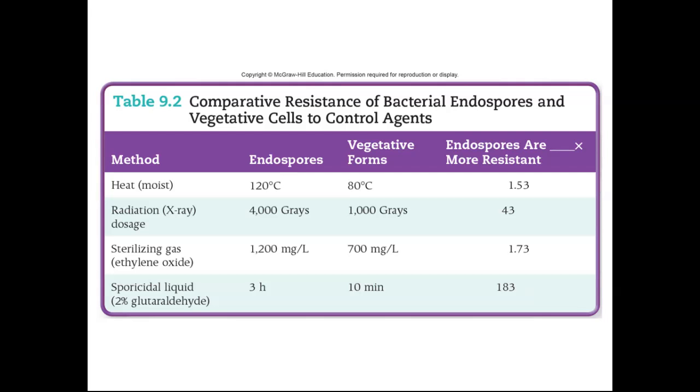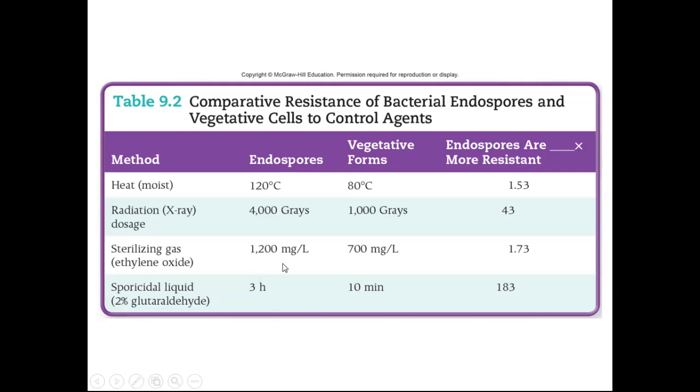So let's look at this table from your text that just compares how tough it is to kill different things, depending on the method that you use. If we're using a moist heat, so think of an autoclave, a bacterial endospore can be killed at 120 degrees Celsius. A vegetative cell can be killed at 80 degrees Celsius. So the bacterial endospore is always going to be more resistant. If we use radiation, it takes 4,000 grays of radiation compared to 1,000 to kill an endospore versus a vegetative cell.